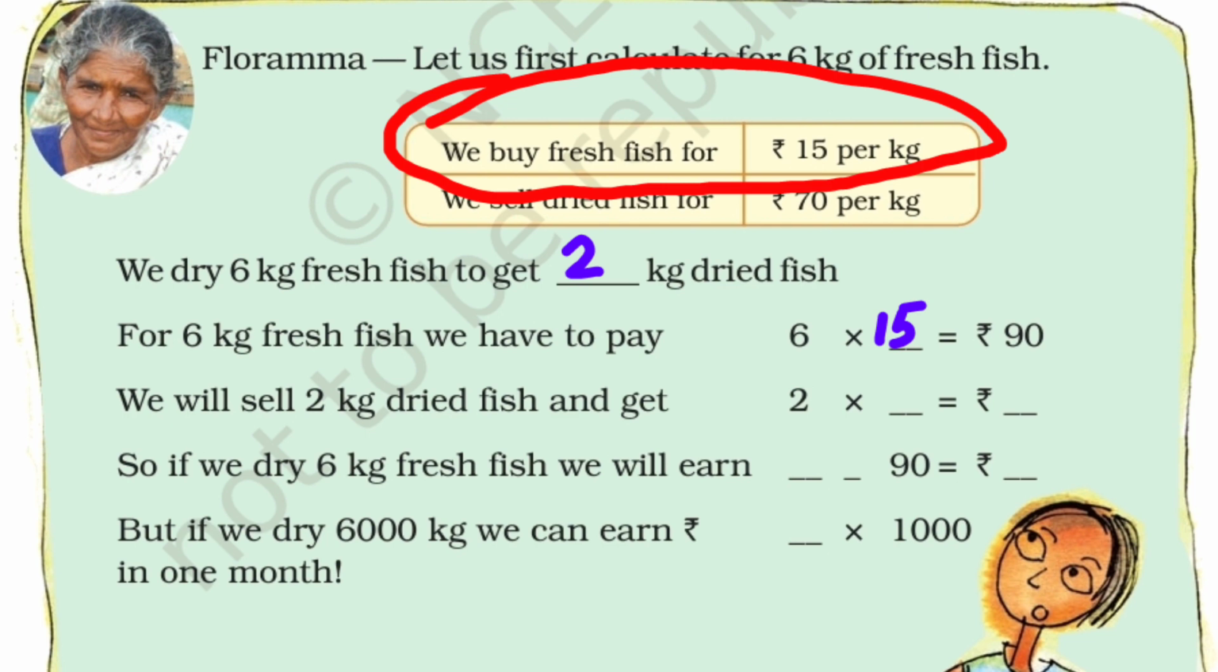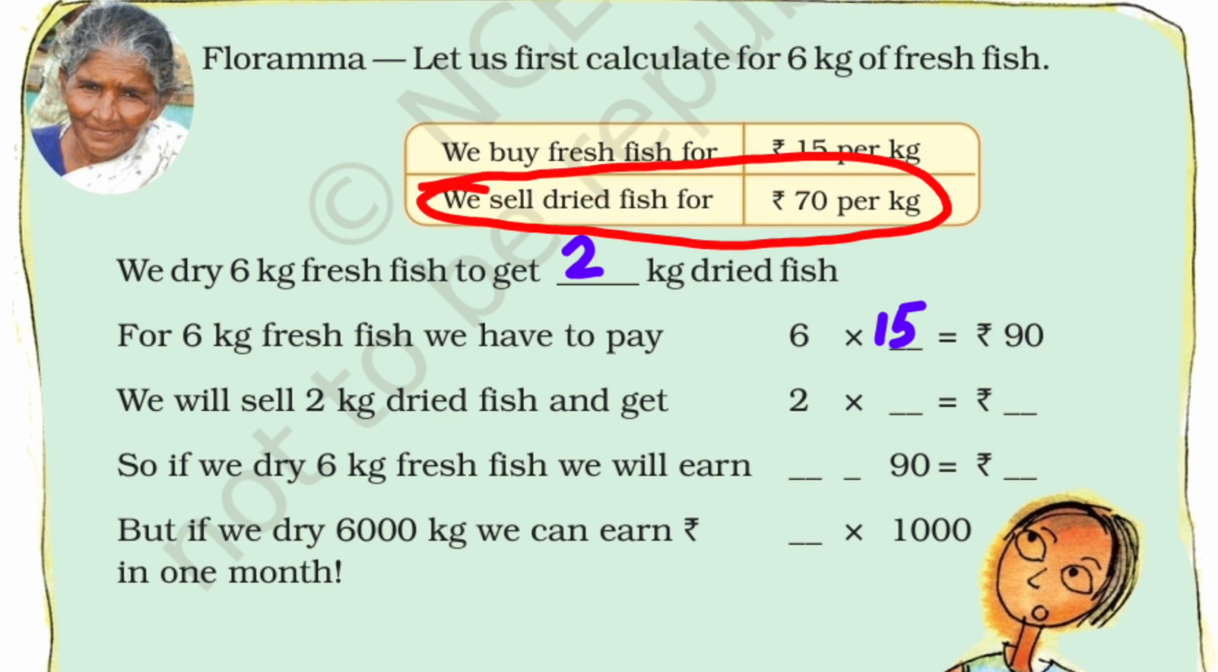So next question, we will sell 2 kg dry fish and get dash rupees. We already know we sell dry fish for 70 rupees per kg. So we are going to sell 2 kgs. So 2 into 70 rupees is 140 rupees. So if we sell 2 kgs of dry fish, we will get 140 rupees.